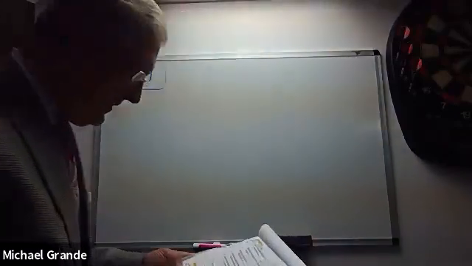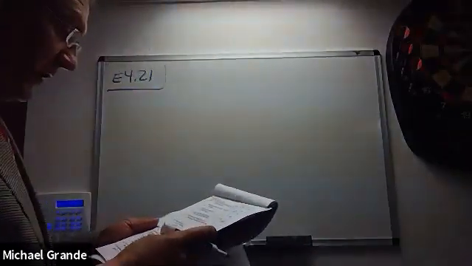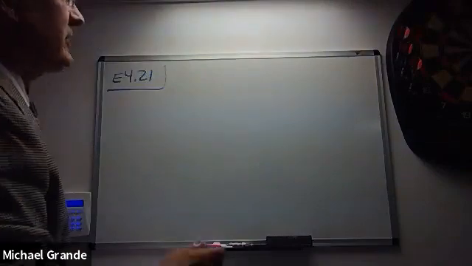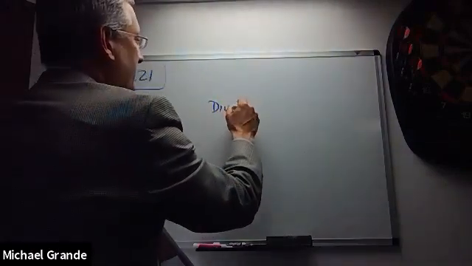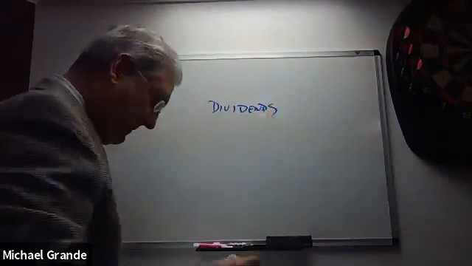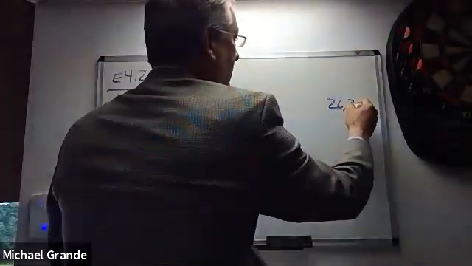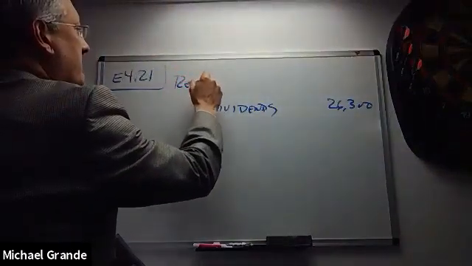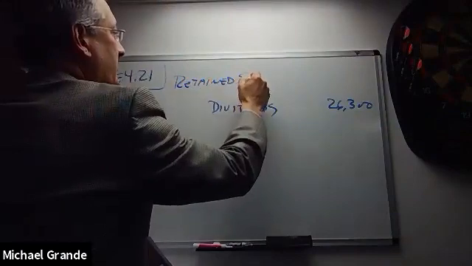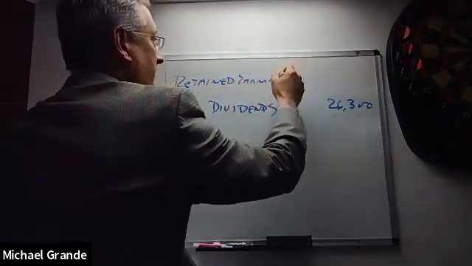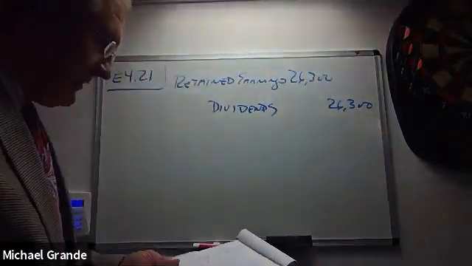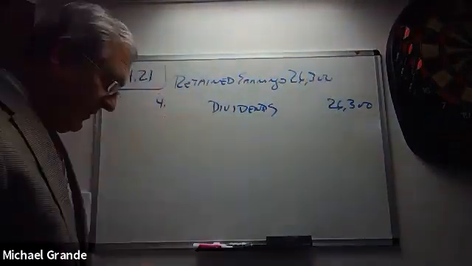And then the fourth item we have here is we're going to close dividends to retained earnings, and dividends has a normal debit balance. To bring it to zero, we're going to credit it. So we're going to call it dividends in the amount of $26,300, closing it to retained earnings. It's a reduction of retained earnings, $26,300. So that's your fourth entry.